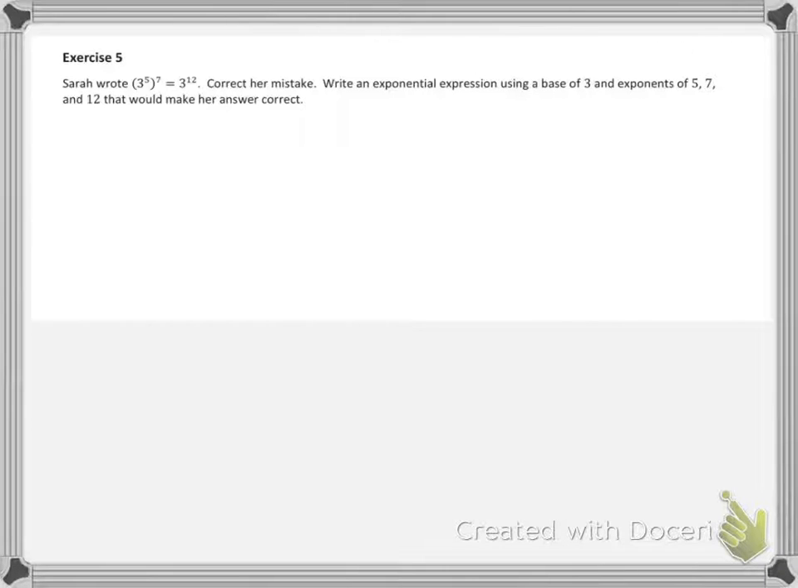Okay, Sarah wrote 3 to the 5th power raised to the 7th power equals 3 to the 12th power, and we have to correct her mistake. Well, 3 to the 5th power raised to the 7th power, we know, would be 3 to the 5 times 7 power. 3 to the 5 times 7 power would be 3 to the 35th power. So 3 to the 12th is definitely not correct. And we have to figure out what she did wrong. Well, notice 5 plus 7. 5 plus 7 equals 12.